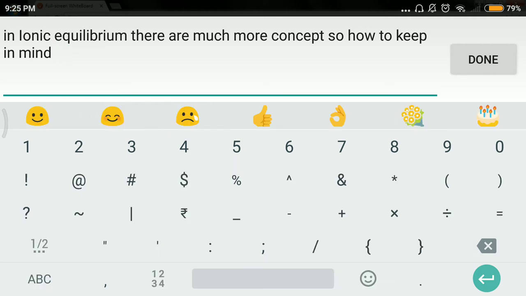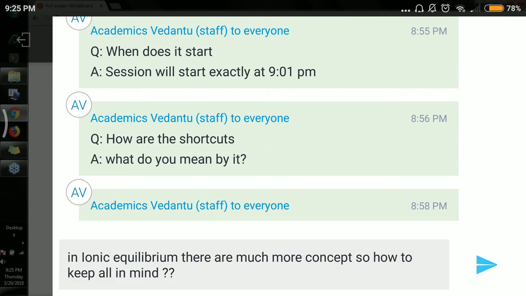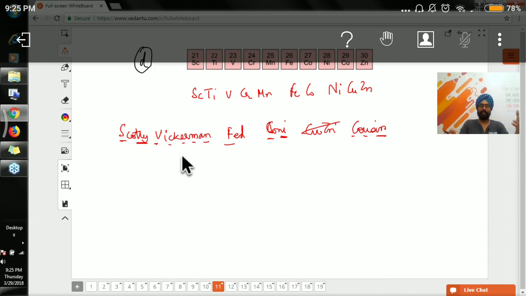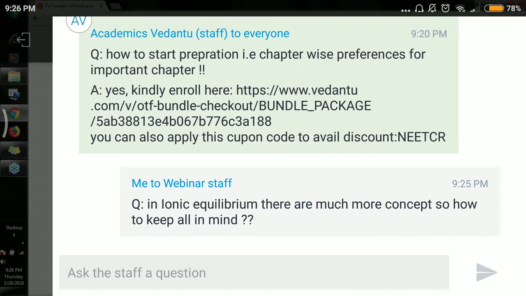You have scandium, from T you have titanium, vanadium, chromium, manganese, iron, cobalt, nickel, copper, and zinc from the son of the cousin. So, Scotty Wickerman fed Coney cousin. Sakti Wickerman Feko Nikuzan. You can remember it like that. And since I've studied so much chemistry in my 5 years at IIT, the way I remember it in my mind is scandium, titanium, vanadium, chromium, manganese, ferrum, cobalt, nickel, copper, zinc. Just like that. It depends on the sheer amount of practice that you put in. All right. This is the way I remember the first period of the D block.